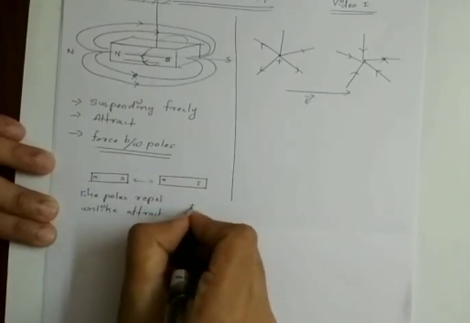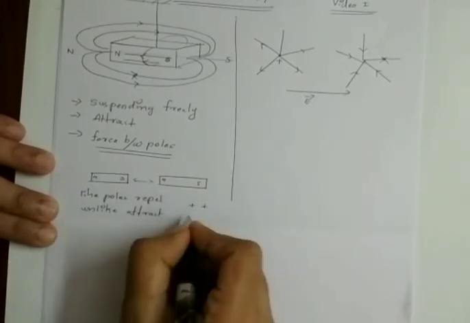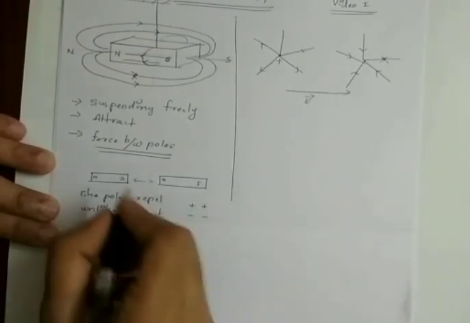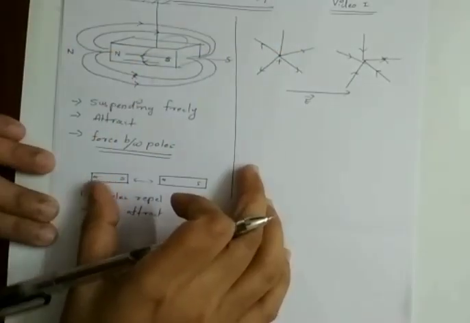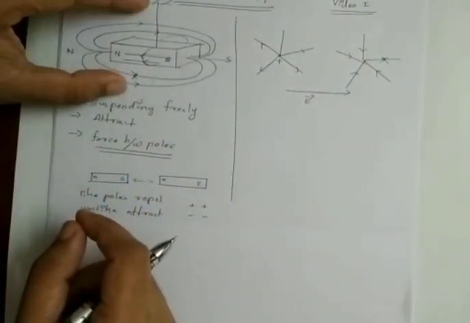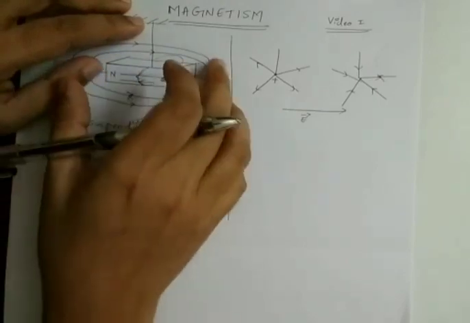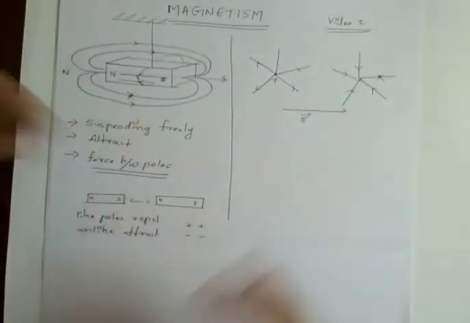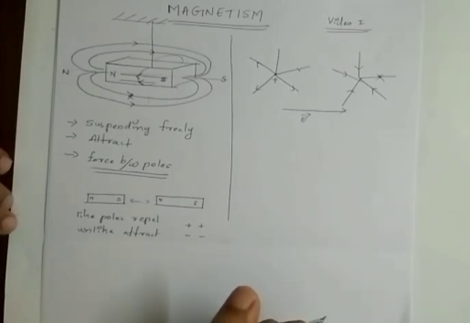This is similar to the behavior of charged particles. For example, when you bring two like charges together, they repel each other, and when you bring two unlike charges together, they attract each other. So we can compare magnetism with electrostatics and study it, because there are many cases in which we can compare the behavior of magnetism with the behavior of charged particles in electrostatics.